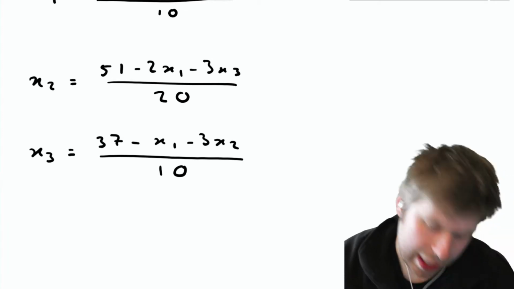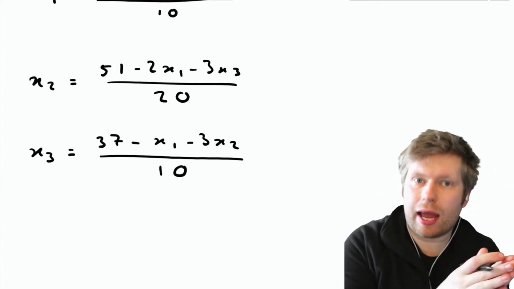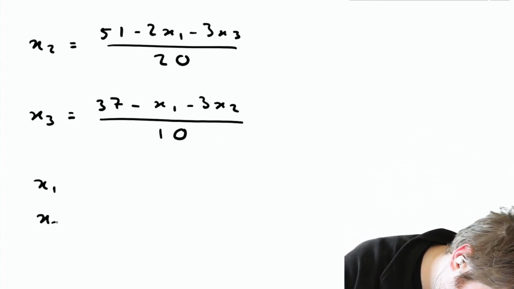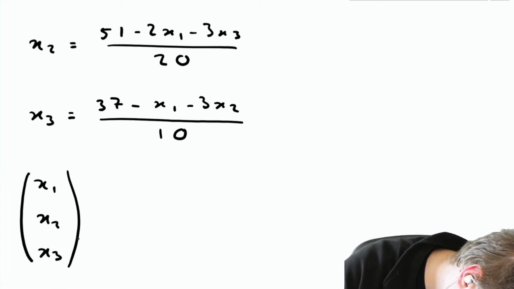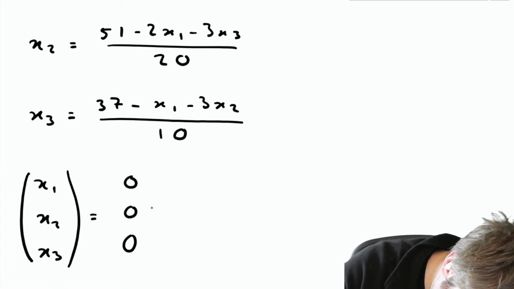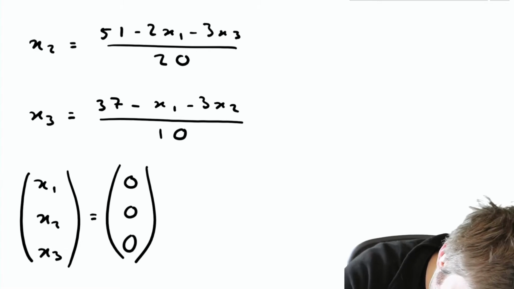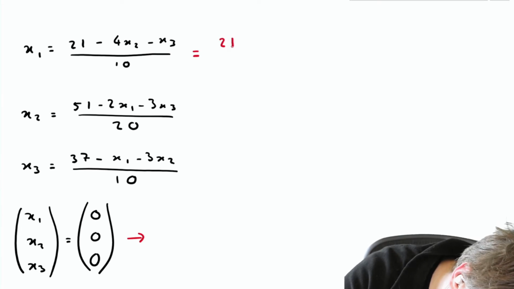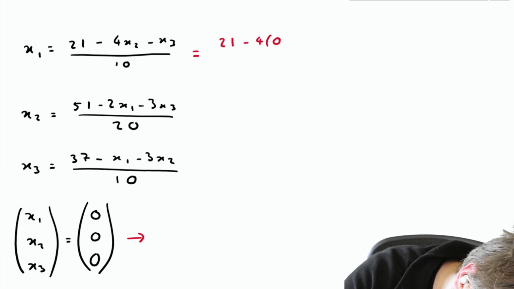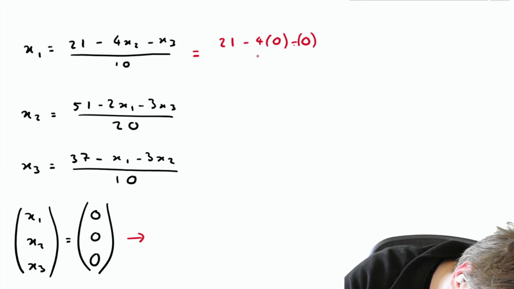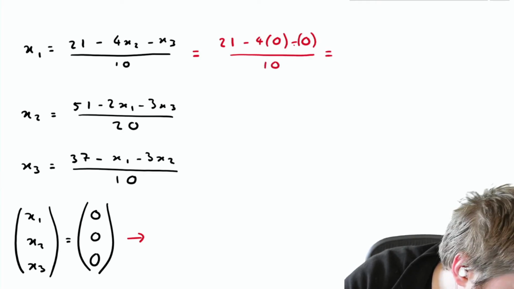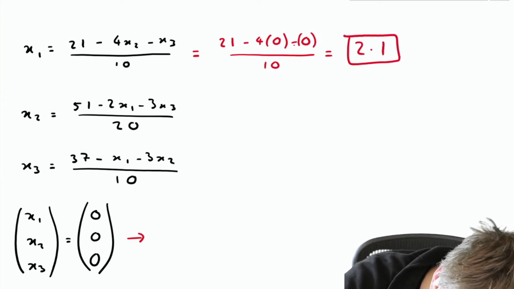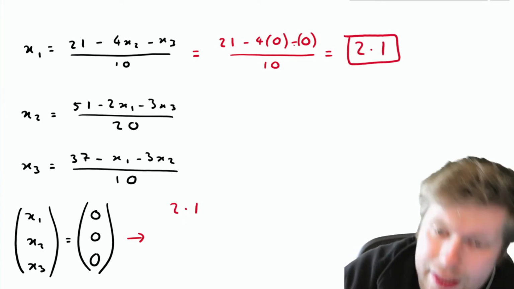Let's start with x1, x2 and x3 being zeros as we did before. So those are my initial values. I'm just going to start off with them all being zeros, just like I did before, and let's plug it in and see what it becomes. I'm going to start off with x1. So x1 becomes 21 minus 4 times 0 minus 0, all divided by 10, which comes out as 2.1. That's not expected to change, because this is exactly the same as Jacobi's at this stage.